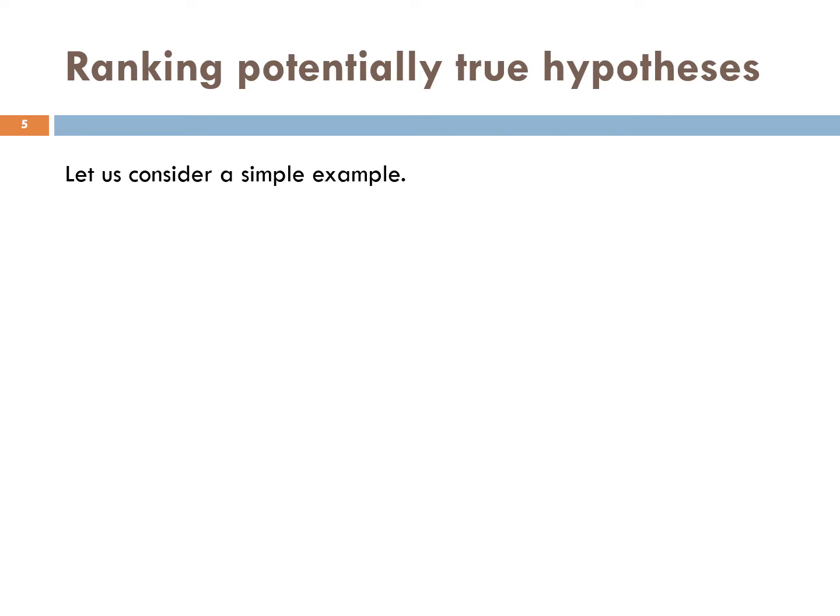Now let us consider some simple examples. The ranking of a potentially true hypothesis. How can we rank certain hypotheses which we consider true? We want to accept which one.